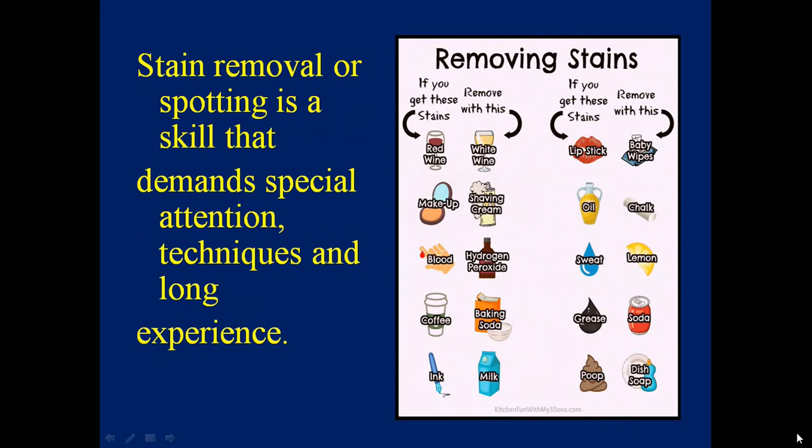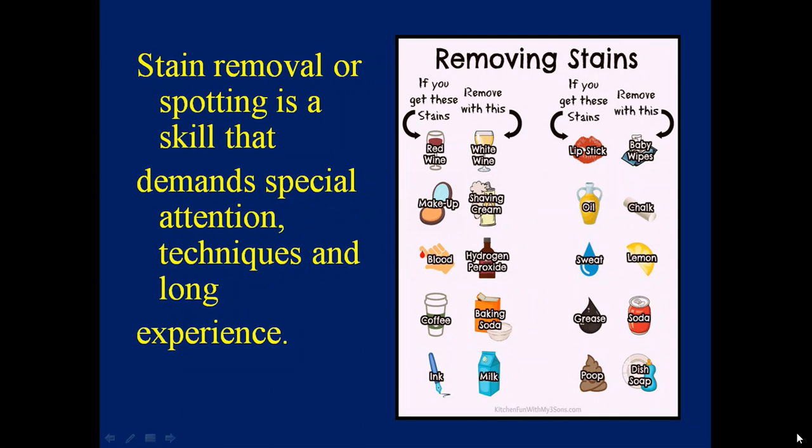Stain removal or spotting is a skill that demands special attention, techniques, and long experience. As far as stain removal is concerned, it requires a lot of experience, and you should know the skill of how to remove the stains, and you should know the types of chemicals, alkaline or solvents, which help to remove the stains. If you use wrong chemicals, it may also damage your cloth, and it will be a huge loss for you. So always remember how to select various chemicals as per the type of stain. First of all, we should know the types of stain, and then which chemicals need to be used.